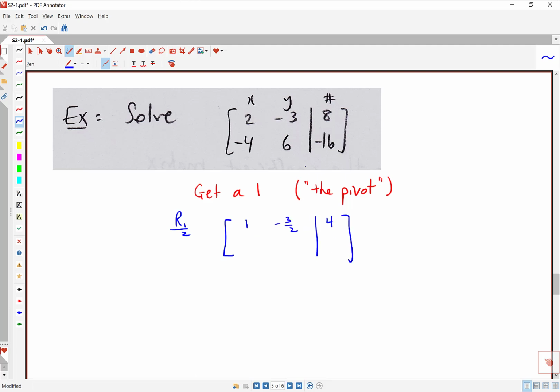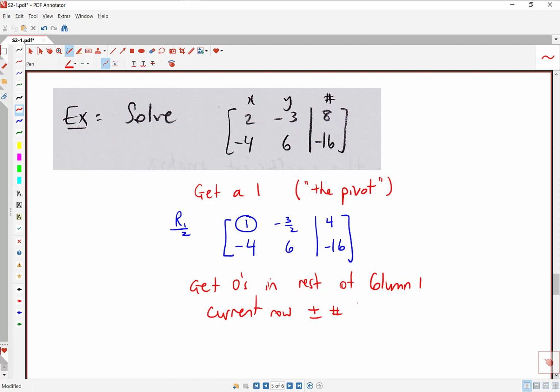So some of these numbers look familiar from the previous example, but we'll see there's a big difference in what happens as we go through the solution. So we just recopied that bottom row. Let's circle our pivot here. Once we've got that 1, then we're going to get zeros in the rest of that column. So the operation that's going to do that, think about going current row plus or minus some number times your pivot row.